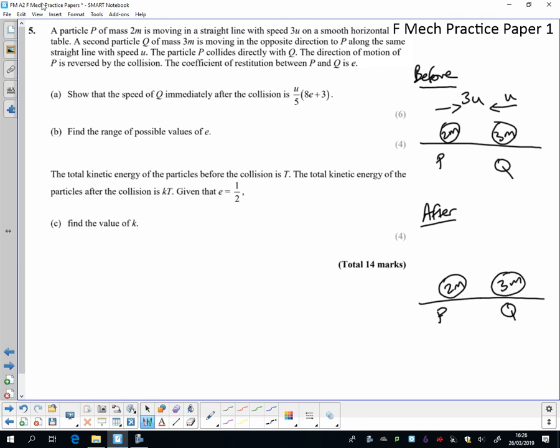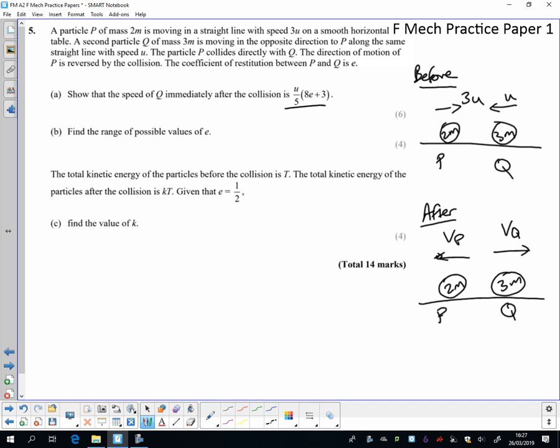Okay, P is reversed. Now, they don't say anything about what happens to P, so just call its velocity afterwards. They don't say anything about what happens to Q, so you just have to make a sensible guess. I'm going to put that Q also rebounds. If you don't, all that happens is you get your speed as negative. Obviously, speed doesn't have direction, so that doesn't matter. You can deal with that at the end and just turn it into a positive. Okay, so we want the speed of Q after collision.